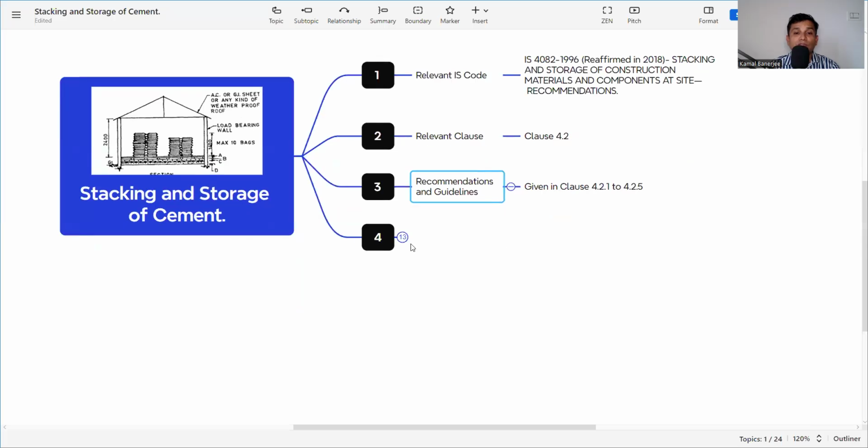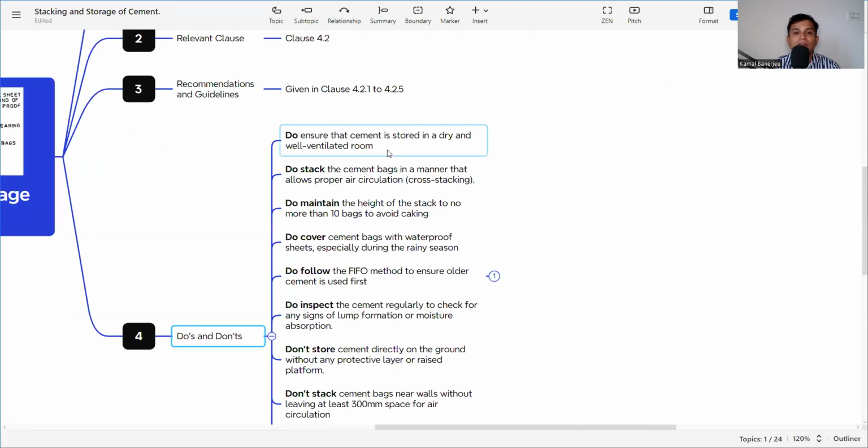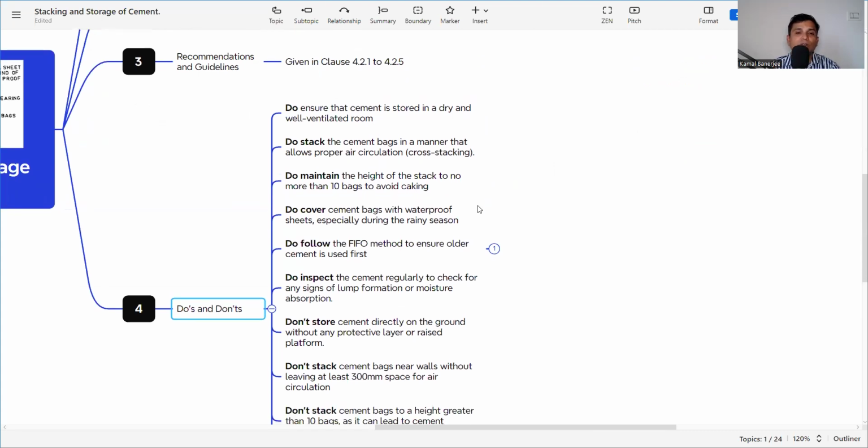But we need to know the do's and don'ts whenever we are stacking and storing cement. Do ensure that cement is stored in a dry and well ventilated room. This is just like a checklist whenever you are stacking or storing cement. Do stack the cement bags in a manner that allows proper air circulation. That means cross stacking, so cross ventilation should be happening. Why? Because if there is proper air circulation, then moisture cannot be absorbed by the cement bags.